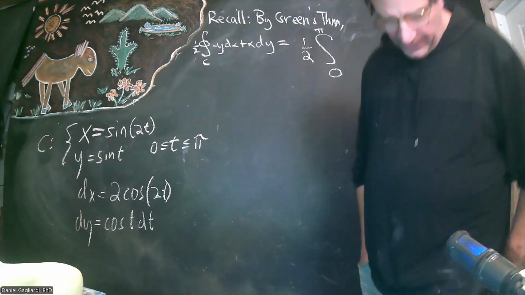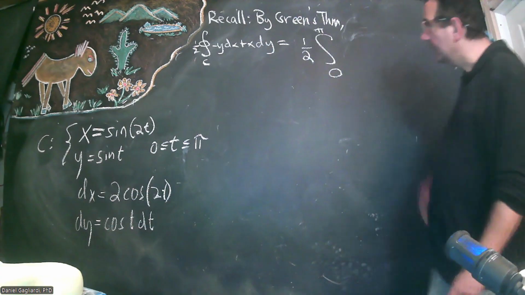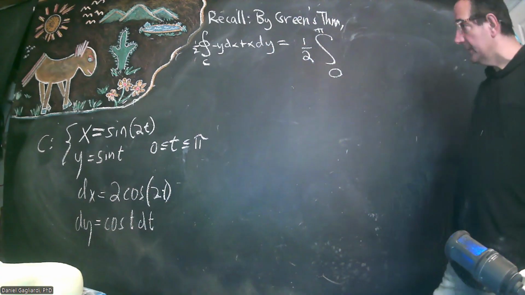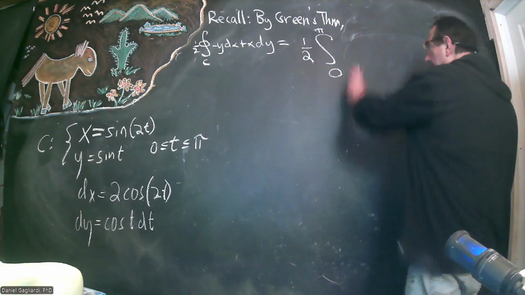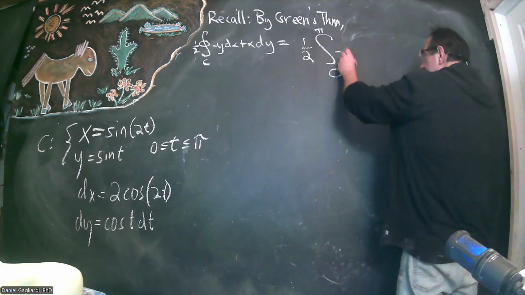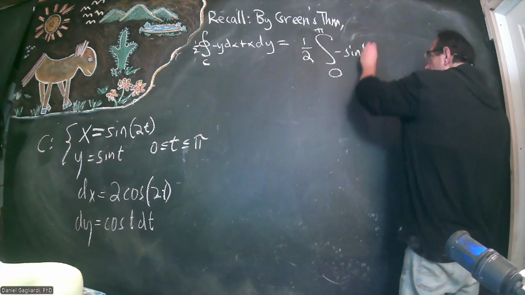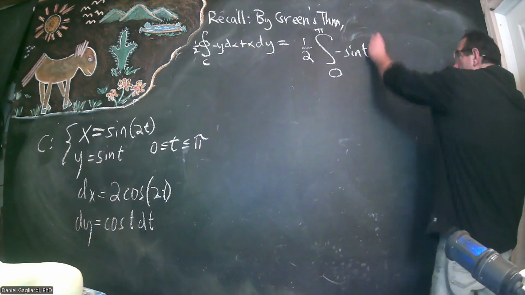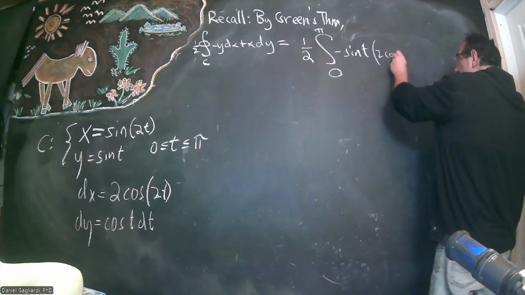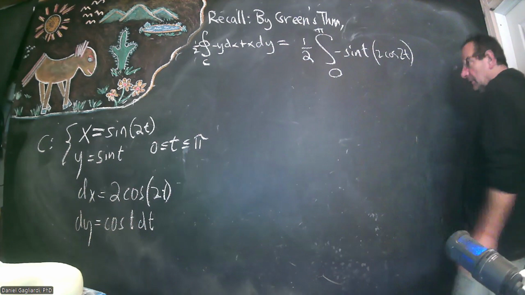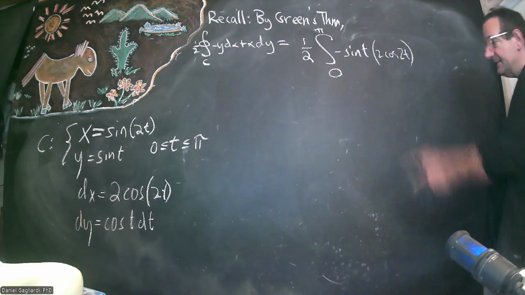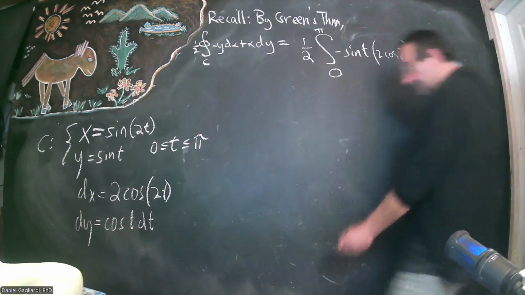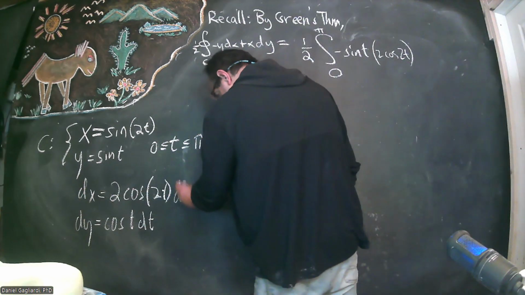All right, and then we're going to put the values in here. So what do we get? We get negative sine of t. That's fine, because that's negative y. And dx is equal to 2 times cosine of 2t. All right, fair enough. And we'll put the dt at the end. Oh yeah, so this needs a dt.